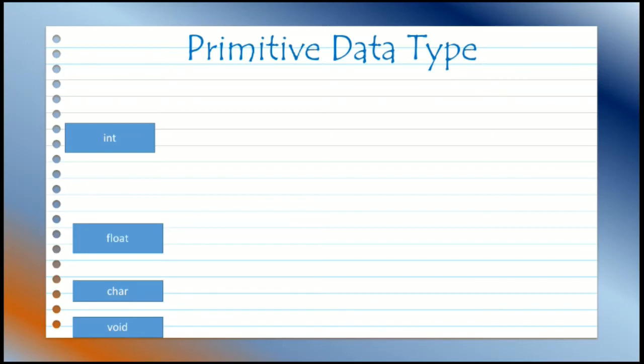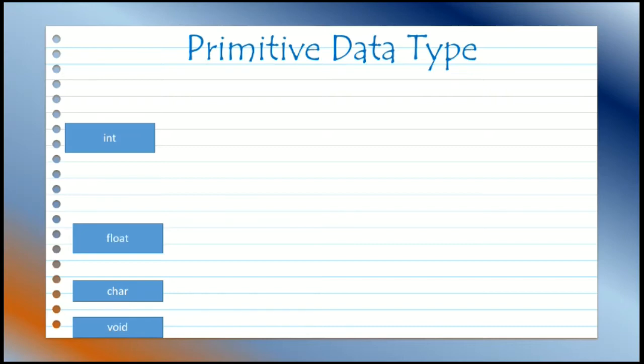So here integer is used to store whole numbers. Floating point is used to store numbers which include a fractional part. Character is used to store alphabets, and void is used to store nothing. Again, all these four types are divided into subtypes.